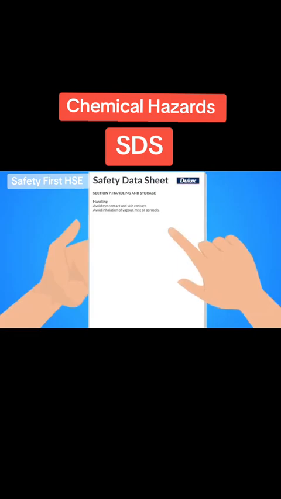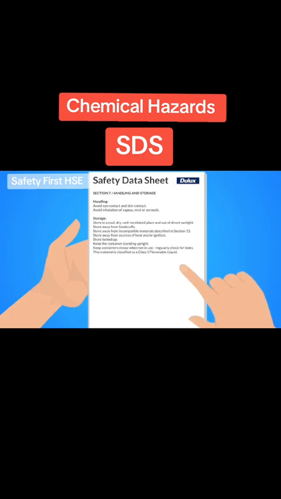Section 7 is another must-read for all those affected. First listed is the advice for the safe handling of the reagent. Then listed is the advice for safe storage to prevent the substance from becoming a long-forgotten ticking time bomb.